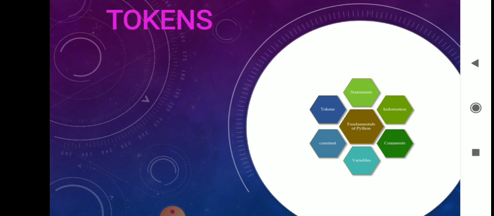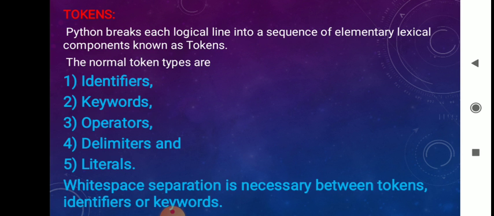Now, what is a token? A token breaks each logical line into a sequence of elementary lexical components known as tokens. Each token corresponds to a substring of a logical line. In general, a token is an object that represents something else, such as another object which we want to represent within a program. There are a number of types of tokens: identifiers, keywords, operators, delimiters and literals.